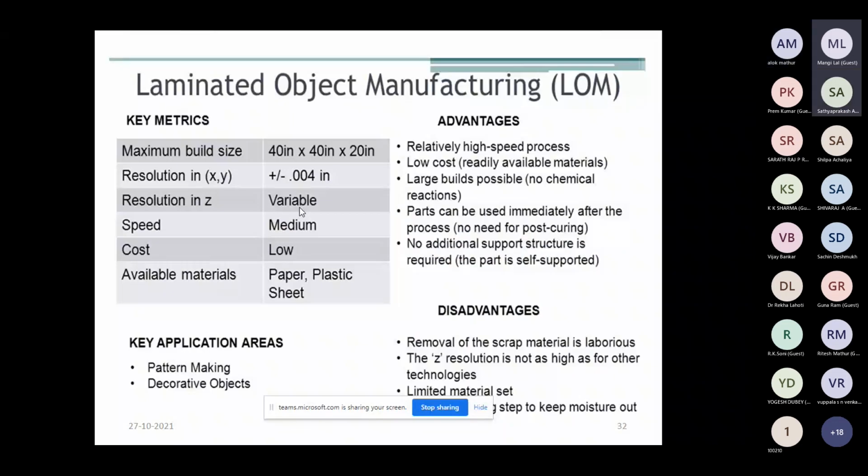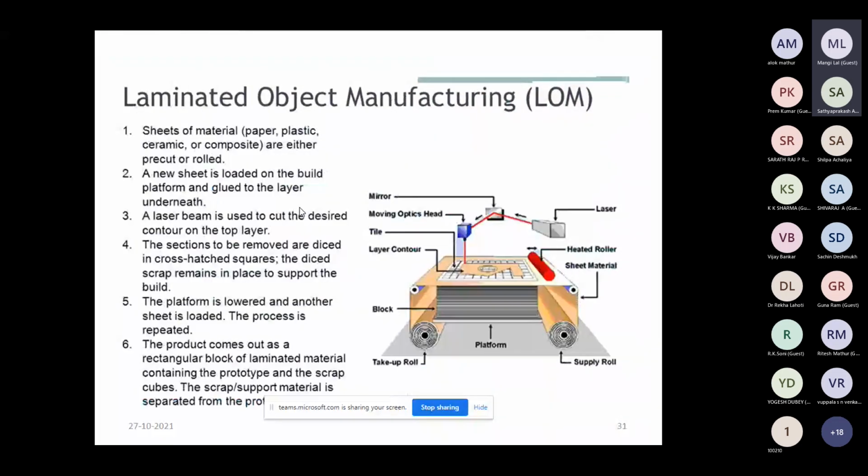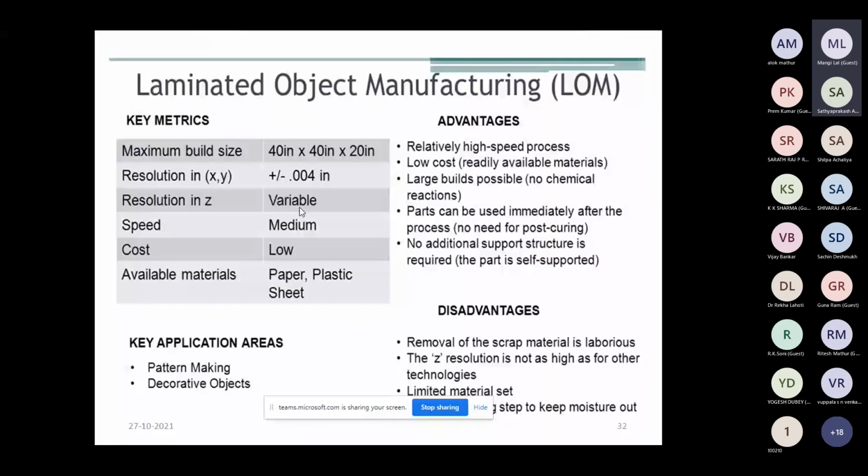Maximum build size is 14 by 14 by 20 inches. Resolution in XY is plus minus 0.004. Resolution in Z is variable. The platform moves in the Z direction, because as one layer is completed, the platform goes down by one layer thickness, and then new sheet comes in and the cycle is repeated. Okay, so the platform is in the Z direction. Speed is medium and cost is low. Available material is paper, plastic, or sheet.